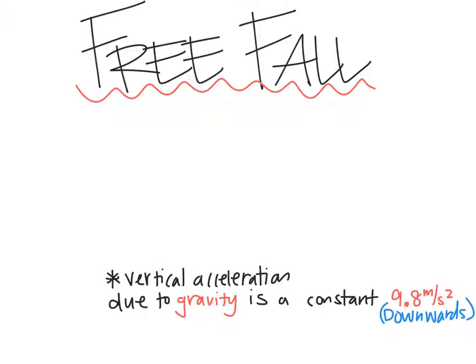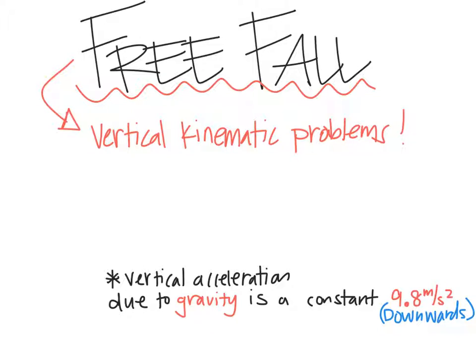So we are going to focus on this idea that we have a vertical acceleration due to gravity, and it's a constant acceleration of negative 9.8 meters per second squared, or 9.8 downward, which is negative. So we're going to come to find that free-falling objects are really just kinematics with a vertical twist, if you will. So I like to refer to them as vertical kinematic problems. And again, this is only when we have objects that are only under the influence of gravity.